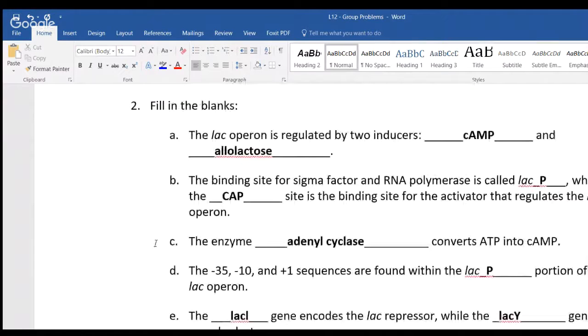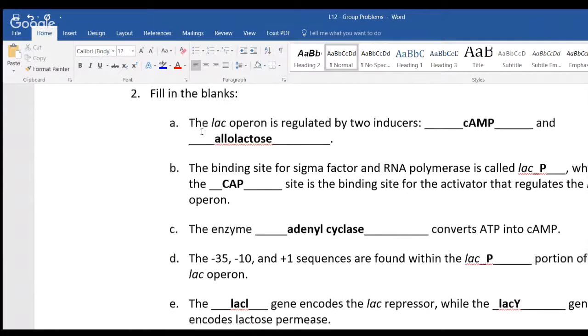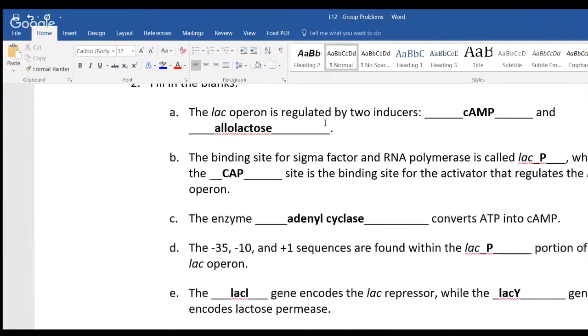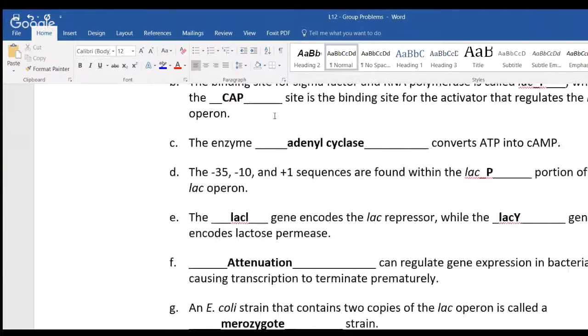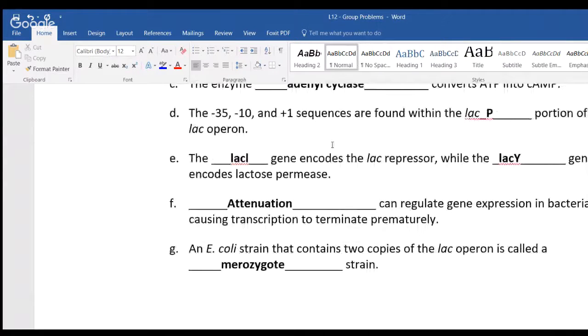For part 2, we're filling in the blanks. The lac operon is regulated by 2 inducers, cAMP, or cyclic AMP, and allolactose. The binding site for the sigma factor and RNA polymerase is the lacP, so the promoter. While the CAP site is the binding site for the activator that regulates the lac operon. Adenyl cyclase converts ATP into cAMP. The -35, -10, and +1 sequences are found within the lac promoter portion of the lac operon, so that it can be recognized. The lacI gene encodes the lac repressor, while the lacY gene encodes lactose permease.